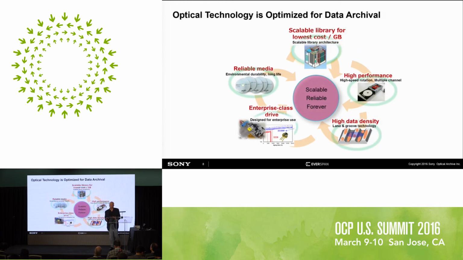So we designed a library where we install these drives and media. We added a high-performance drive. We add the media with the high density. The media capacity is 300 gigabyte. And then we add an enterprise class drive and the reliable media into one system, which you can scale up to 180 petabytes, and what gives you the reliability and performance forever.